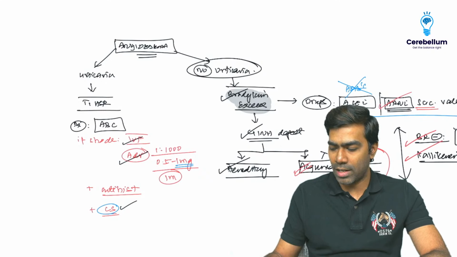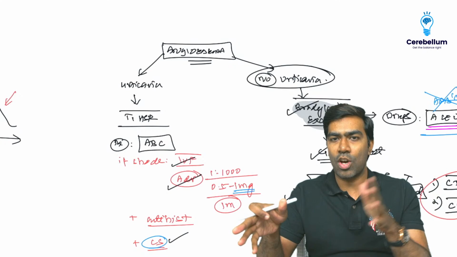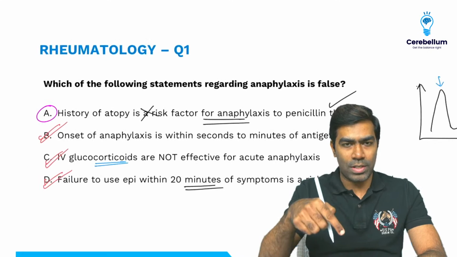So how to have a good approach towards angioedema? You have to see first whether it is with urticaria or without urticaria, then you are going to deal accordingly. So the right answer for this question is option A. You know why. Now let us move on to the second question.